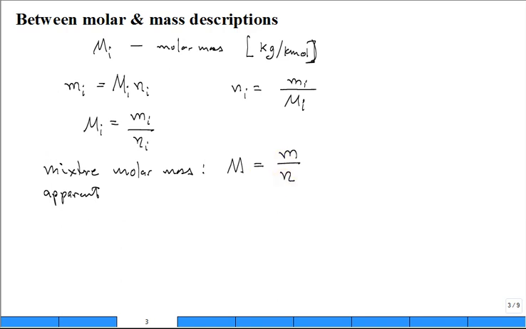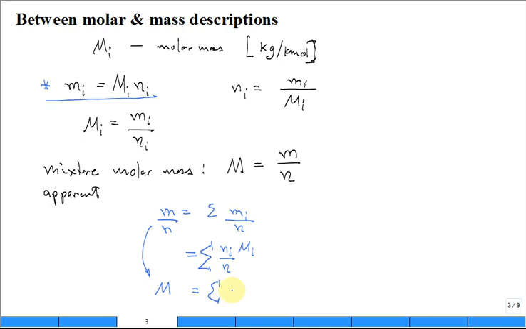Well, we can start with the equation that's simple. We say the mass is equal to the sum of the component masses. Then divide both sides by n. But you also realize that m sub i can be expressed as n sub i times the molar mass of i. And so what we find is that the apparent molar mass is equal to the sum of n sub i over n, the y_i's, times M_i.